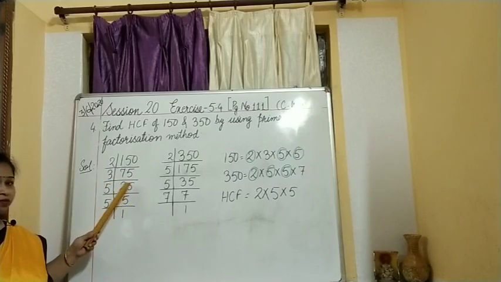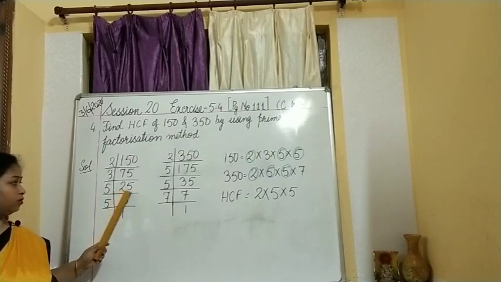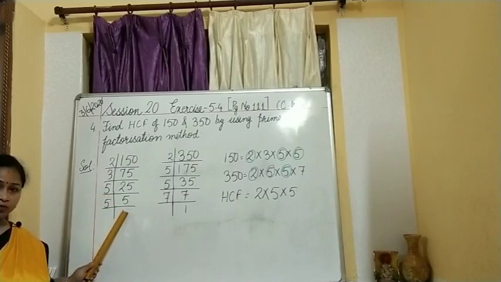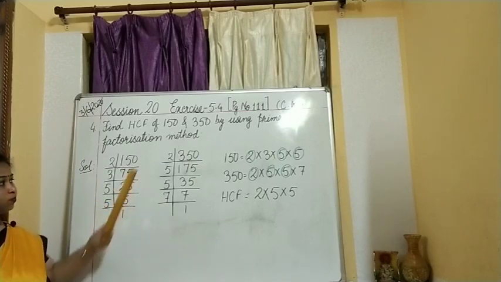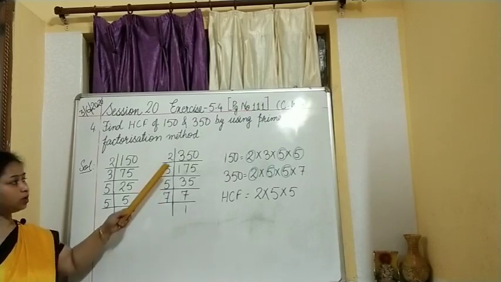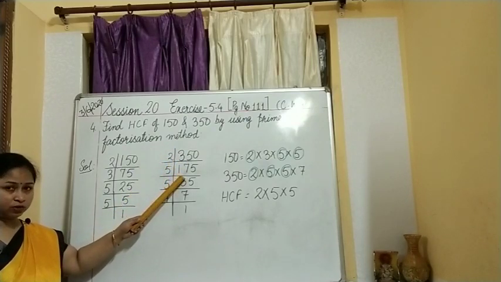Now 25 is not divisible by 3. So we move on to the next prime number, that is 5. 25 divided by 5, you will get 5. Then 5 is itself a prime number, divide it. So 5 divided by 5 is 1. The moment we reach over here, we stop. We move on to the next number given to us, that is 350 divided by 2, you will get 175.